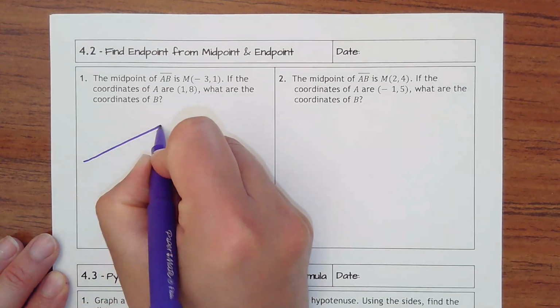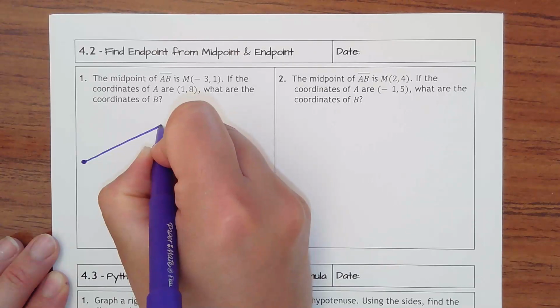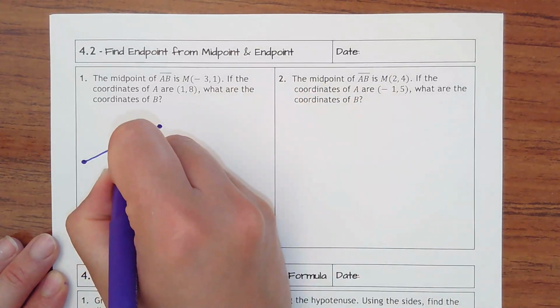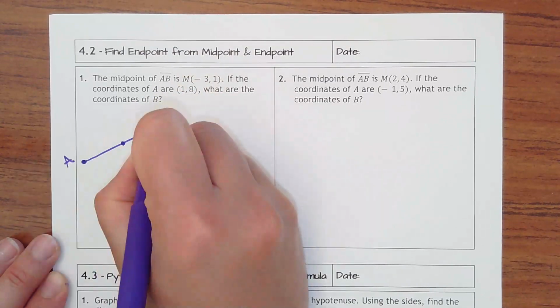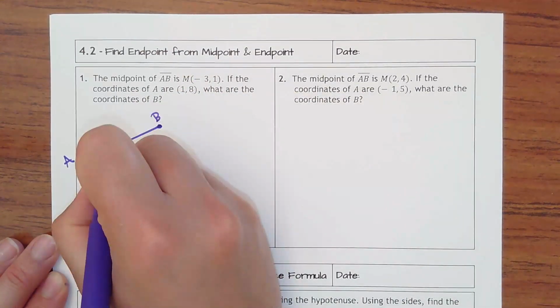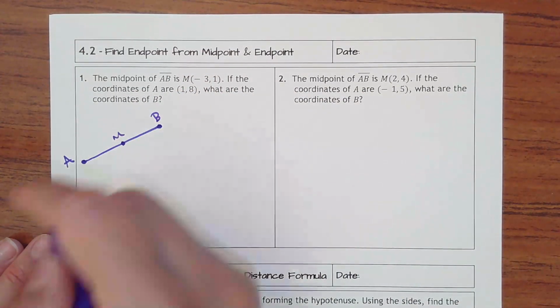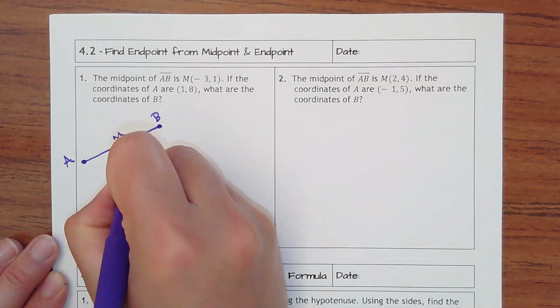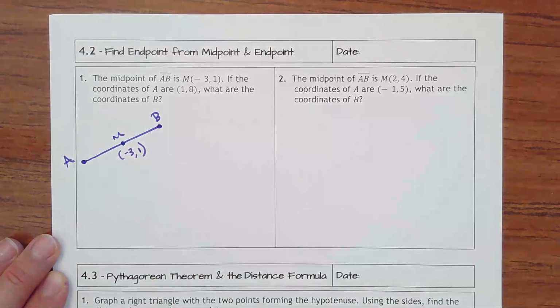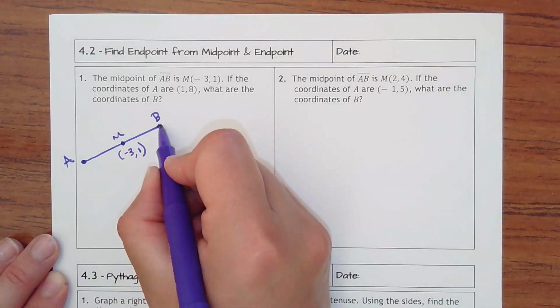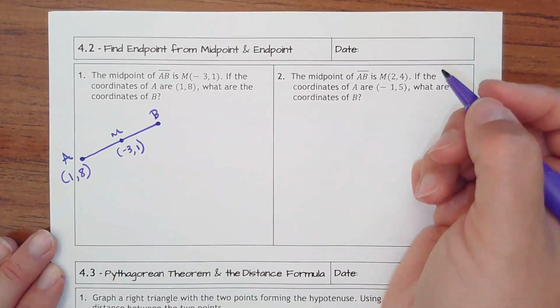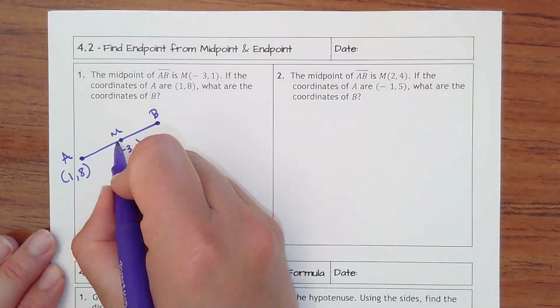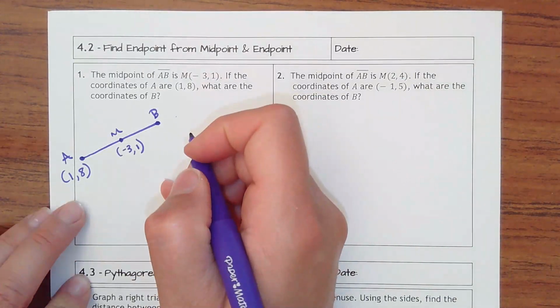So I'm going to make a line here, and it doesn't matter how you draw it. And then I know that I've got a midpoint. My segment is called line AB, so my endpoints are A and B, and then I have a middle. The middle is what normally I was trying to find, so now I have to work backwards to find point B, because they tell me A is at 1, 8. Okay, so this distance has to be the same as this distance.